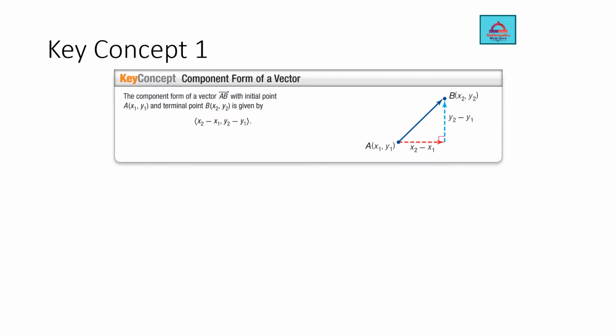Okay, so the first key concept talks about component form of a vector, which is very, very easy. It involves vector subtraction. So if you are given the initial and terminal points, for example, the initial point of the vector AB is given by point A, (x1, y1), and the terminal or final point B is given by (x2, y2), then if you want to write your vector AB in component form, it will be the x coordinate subtracted. So terminal minus initial, always you do that. So x2 minus x1, comma, y2 minus y1.